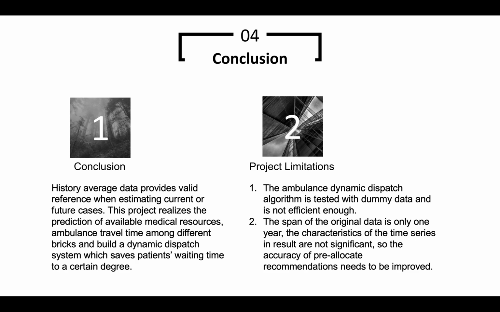There are still several limitations in my project. First, the ambulance dynamic dispatch algorithm is tested with dummy data and it is not sufficient. And the span of the original data is only 1 year. The characteristics of the time series in the result are not significant, so the accuracy of pre-allocation recommendations needs to be improved.